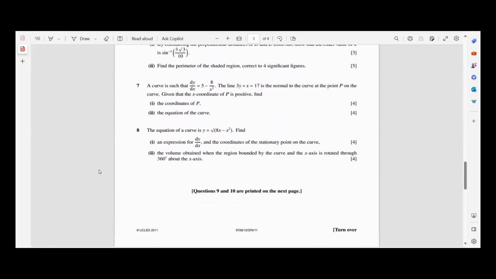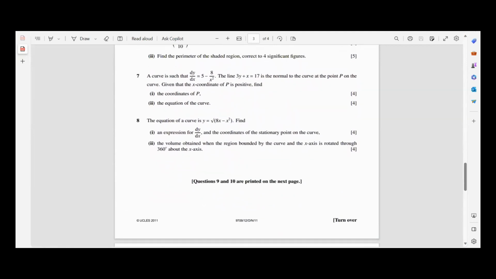Now we go to number 7. Number 7, it says that we have a curve dy over dx. The line is the normal to the curve. So here we have the gradient. This is y equals 17 minus x over 3. So we have the gradient, it is minus 1 over 3.